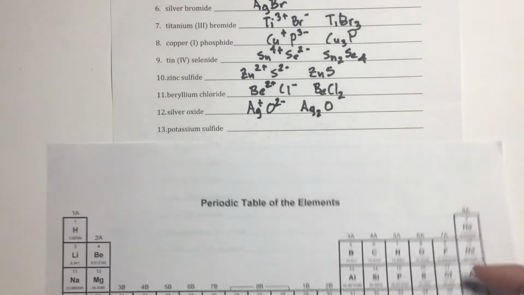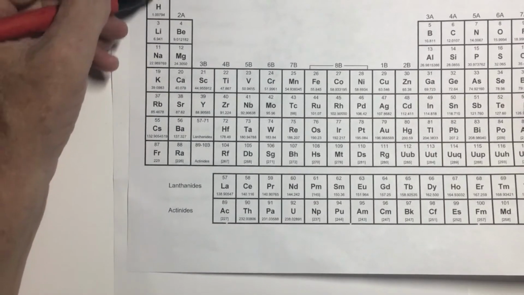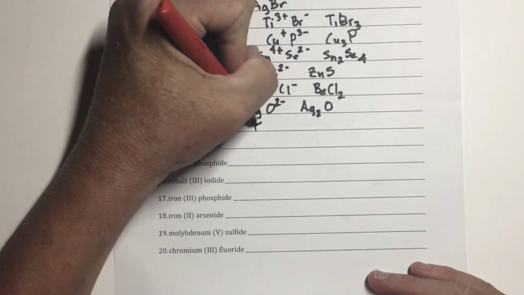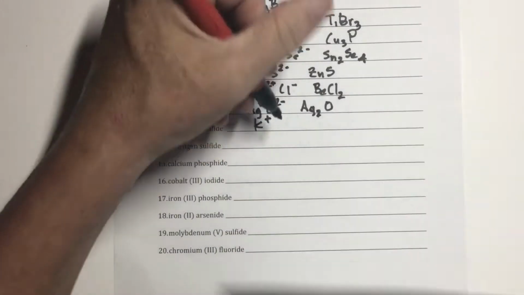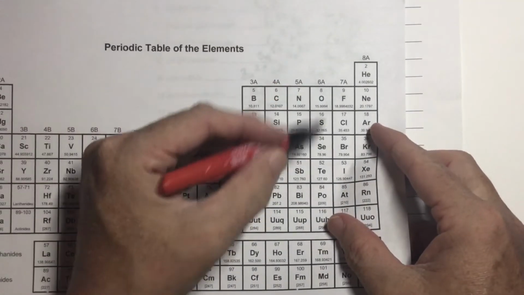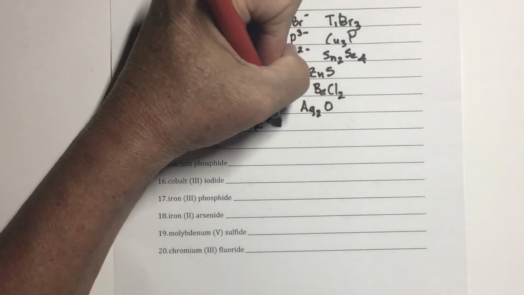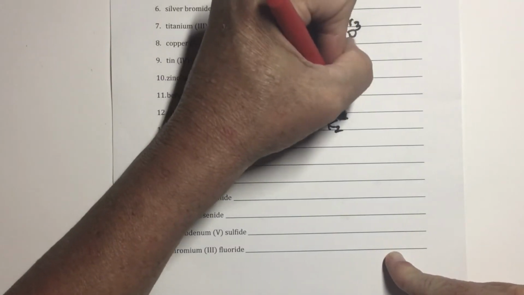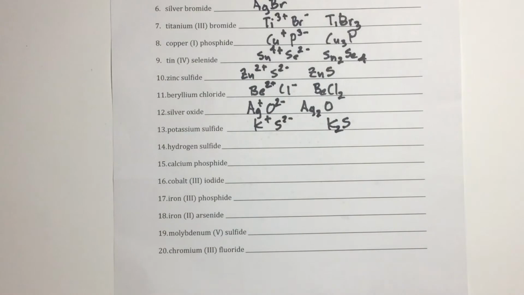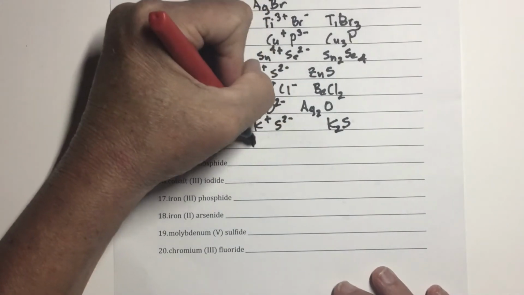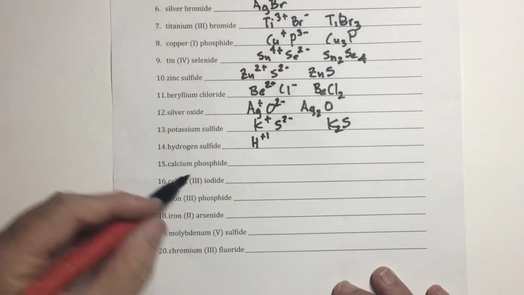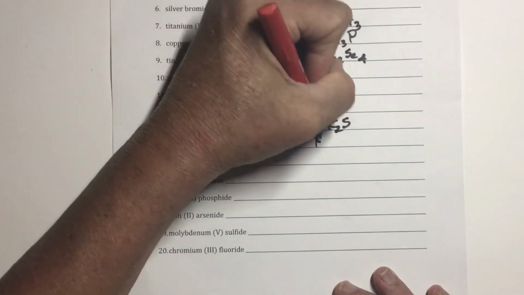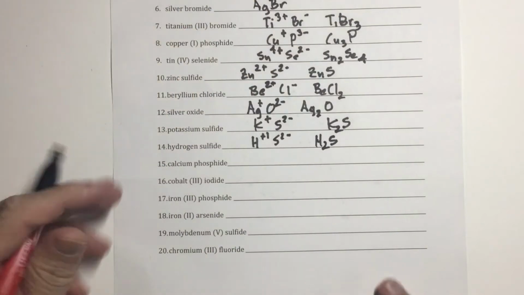Potassium sulfide. Potassium is K. Forms a +1 cation, first column. So K+. Sulfide, as we now know, forms a -2. So sulfur, 2-. Crisscross, K2S. Hydrogen sulfide. Hydrogen, always +1. Sulfide, 2-. So that looks like H2S.